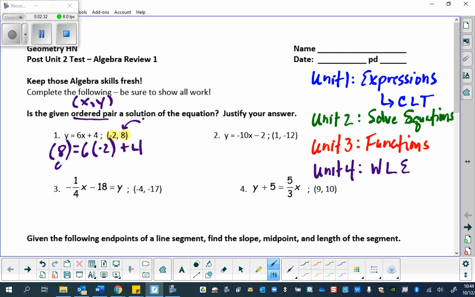If I end up with 8 is equal to negative 12 plus 4, is 8 equal to negative 8? Yes or no? No, because of this negative. So no, therefore, it's not a solution. If an xy ordered pair makes an equation true, when you plug it in, you get a true sentence.